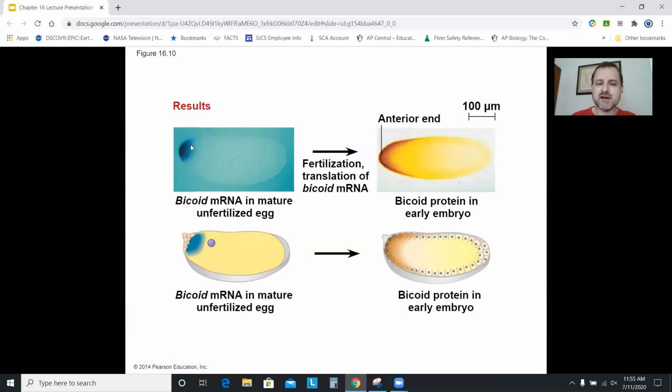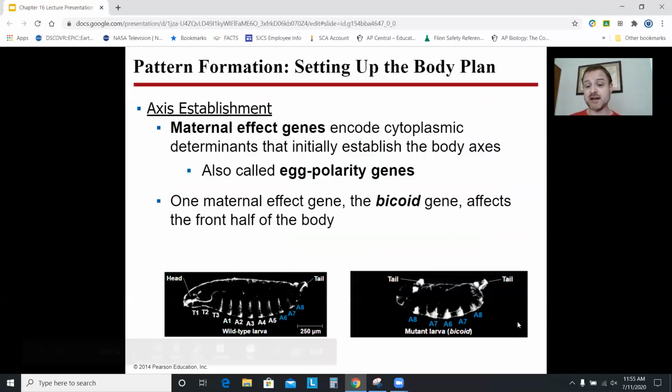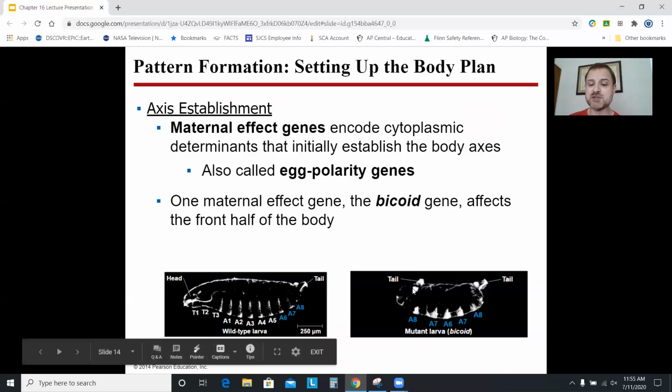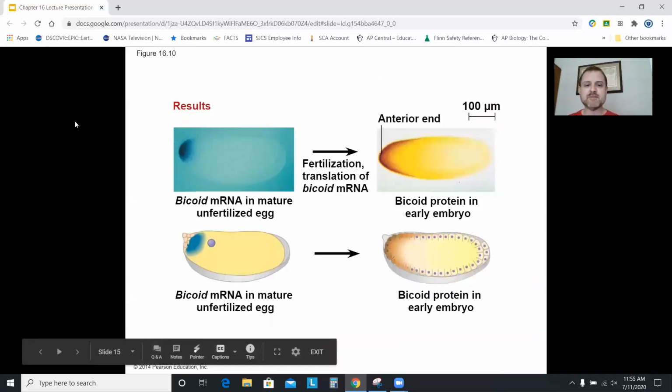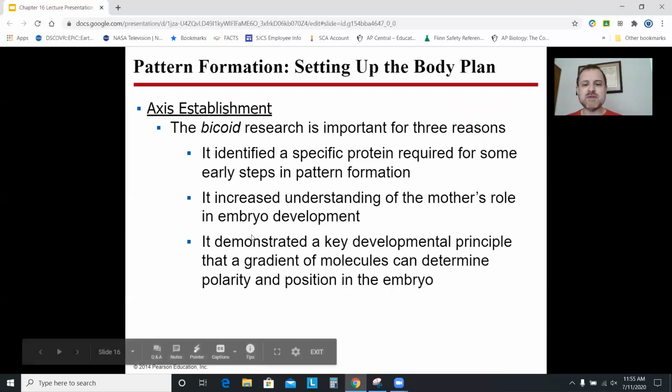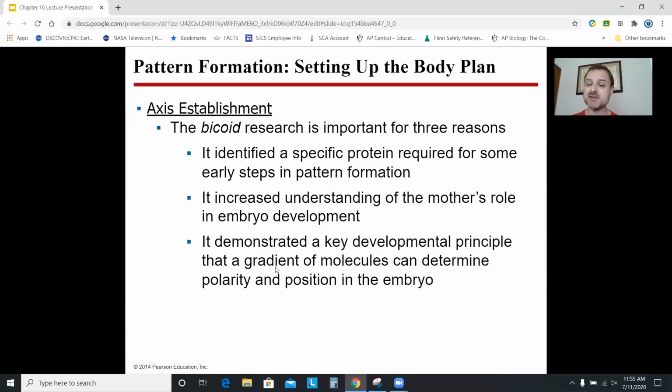They've dyed it blue. You can see where it is. And the end that had the bicoid RNA became the anterior, or the front end. And if I moved the RNA to this end, then this end becomes the front end. If I have it half and half, both ends become the front end, kind of like here, although in this picture, both ends became the tail end. Okay. You can read this yourself. The point of this research was it shows how important the egg, the unfertilized egg, is toward the development of the embryo.